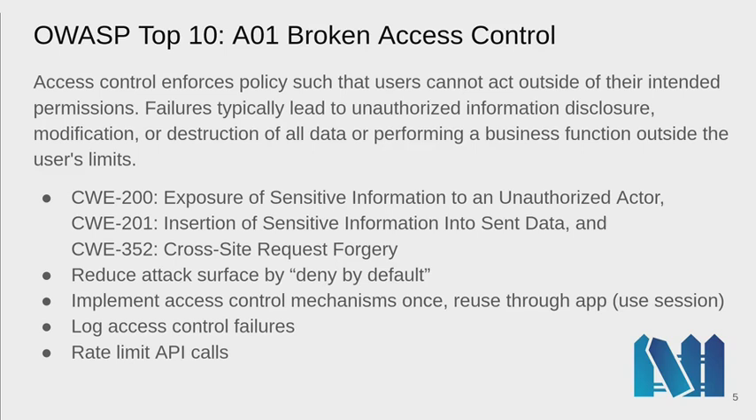Log access control failures on the back end, not at the front end. If there's an error, you shouldn't disclose this information to the users, but log it somewhere on the back end. And then last but not least, rate limit API calls. If you have different kinds of web API calls that you allow external parties to fire, make sure that you rate limit them so that they cannot exhaust your resources.